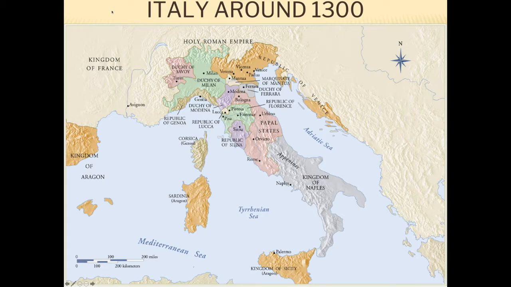And then the Duchy of Milan in the northern area of Italy was essentially a military powerhouse, and it had to be. If you look at its location, think about why they would have to be a military powerhouse.